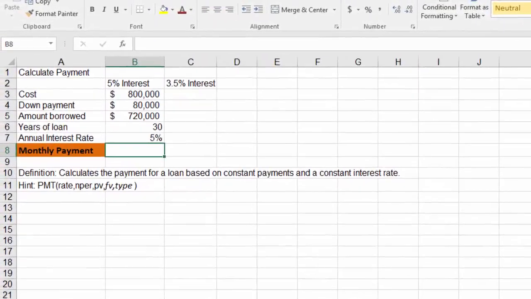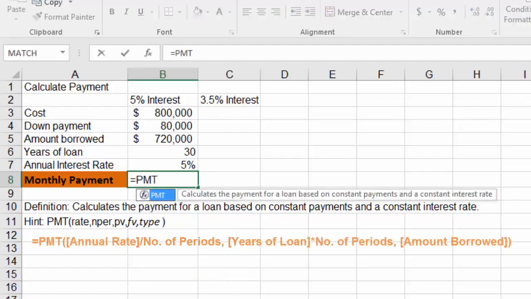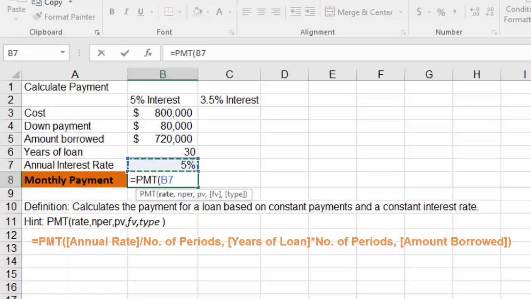So let's go ahead and calculate the monthly payment for an item that we're borrowing $720,000 for 30 years at 5%. Equals PMT, open parentheses, the rate. Now remember I said this is the periodic interest rate. If we're going to be paying this monthly, that means we'll be making 12 payments a year. So it is the annual interest rate in B7 divided by 12.